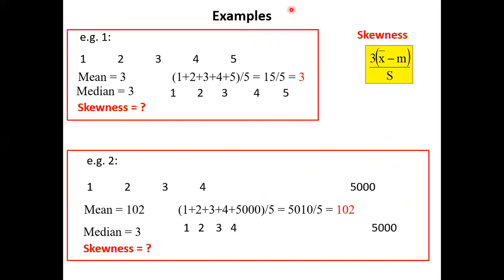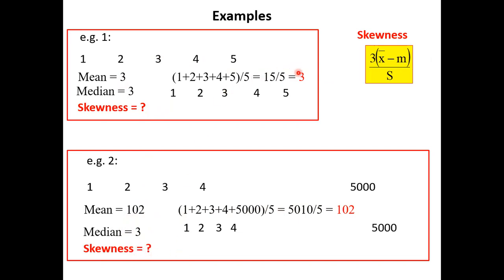Example, using this formula, the mean is 3, the median also 3. So 3 minus 3, skewness will be 0. That means perfectly symmetrical. Our second example just now, the mean is 102, the median is 3. So mean minus median is very positive. Then the data will be skewed to the right.